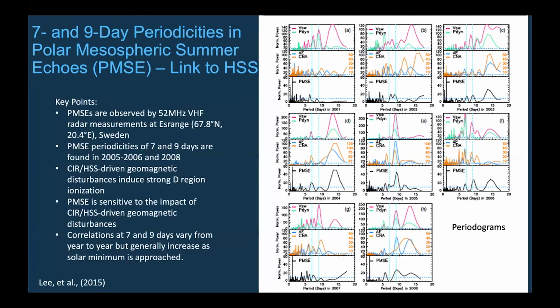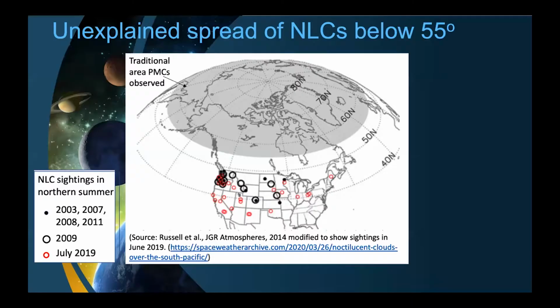This shows the periodicities in the noctilucent clouds in the polar mesospheric summer echoes. And in the interest of time, I really want to get to the last one. It does show that there are periodicities at 90 kilometers, 80 kilometers that line up with the 7 and 9 day periodicities in the high-speed streams, which is really interesting because we never thought the effects would go that low. Next slide.